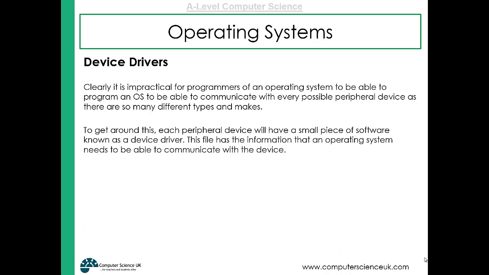So to get around it, programmers of an operating system will write an operating system, but at that point they may not be able to talk to every single device, every single configuration of device that a computer might have. So what each peripheral device will have is a small bit of software known as a device driver. And this file, this tiny little file, has all the information that an operating system needs to be able to communicate with the device.